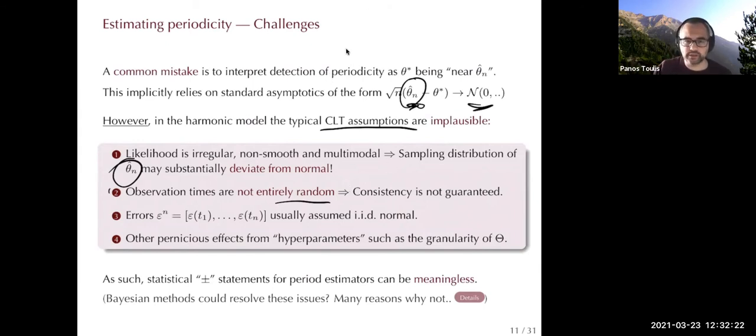So let me look into the chats. Other false peaks. Yes, thanks, Peter, for the comment there. A third problem here, not such a big problem, is that the errors are usually assumed i.i.d.